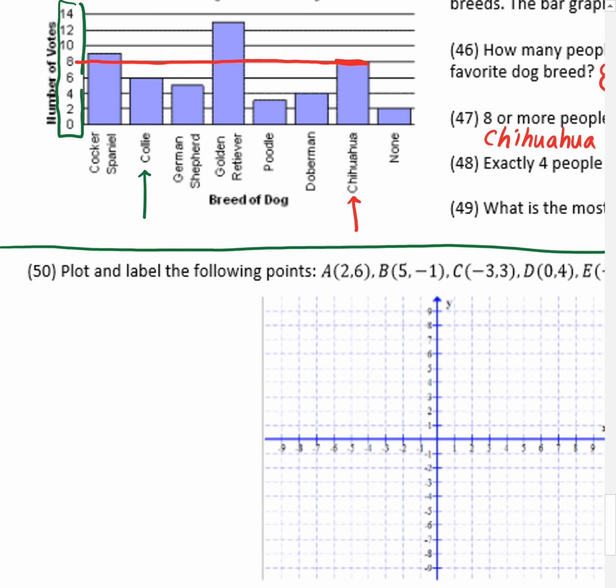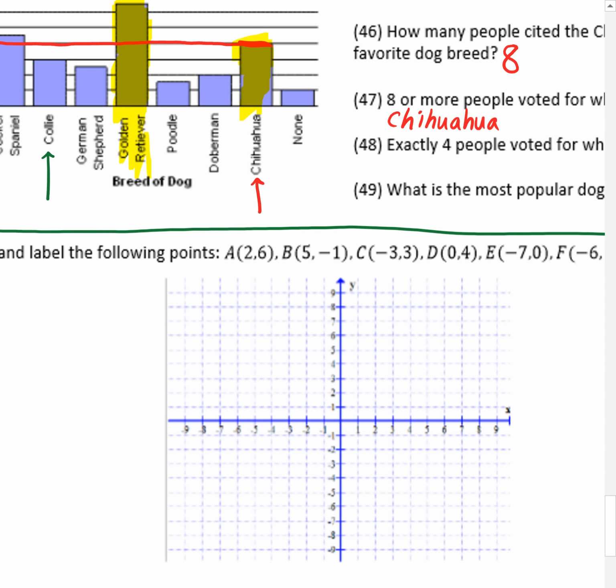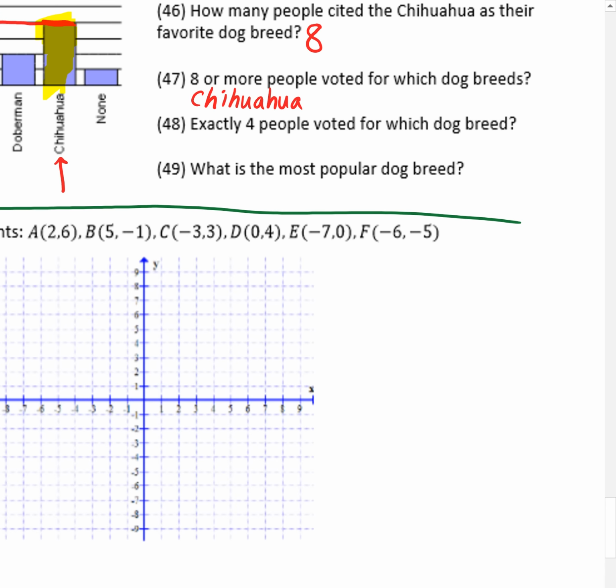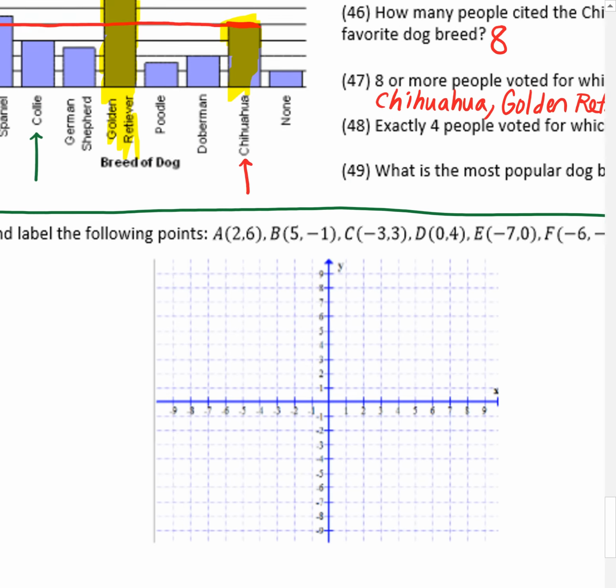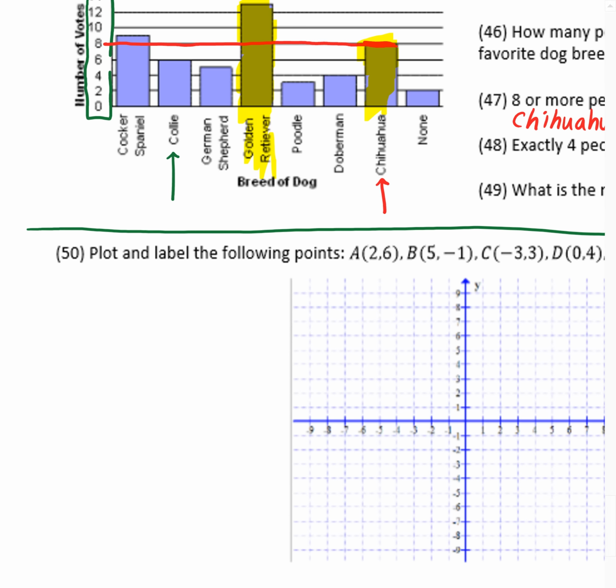So other than the Chihuahua, what other bar is higher than that? This bar. And what does he correspond to? The Golden Retriever, everybody's favorite. Why are they so popular? I guess they're real sweet and real cute. Okay, any more bars that are taller than that line? Yep, the guy on the very left. What is that guy? Cocker Spaniel.